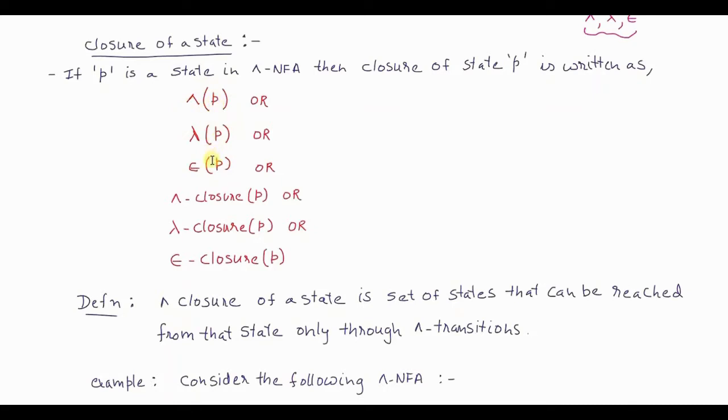Similarly, in some books they use the word closure. For example, here they have written caret, then closure with P in brackets. This is also called null closure of P. In some books they write lambda closure of P, or in some books epsilon closure of P. All of this basically means closure of state P, and you can use any of these. I will be using the notation caret with P in brackets, but all the other notations can be used. In fact, different books on ALC use different notations. We will be sticking to this particular notation.